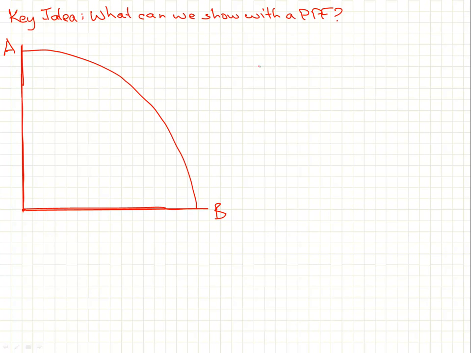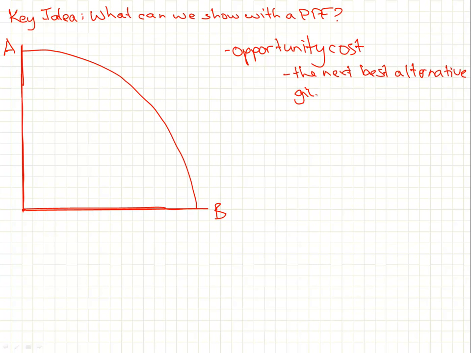So today I just want to pick up on some key ideas, and one I've already just mentioned there is the idea of opportunity cost. How does a PPF show opportunity cost? And it's really quite a simple idea. Remember, opportunity cost is the next best alternative given up. So if I choose to go to the beach, then the next best alternative is the thing that I would have done with my time had I not gone to the beach.